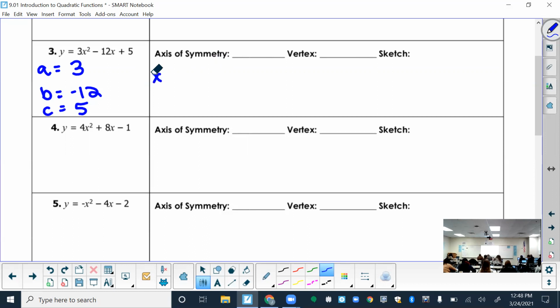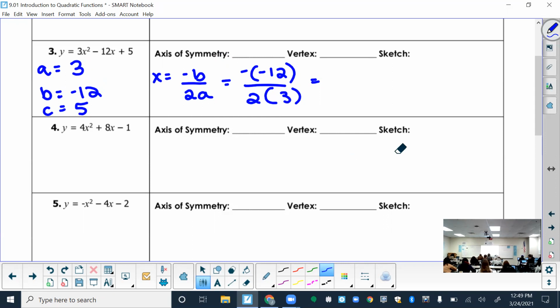Our formula for axis of symmetry, always start by writing it out and plugging in what we identified for our B value and our A value. All right, again, always use parentheses when you plug stuff in, because that'll help you avoid making mistakes. All right, so everyone got this far so far?